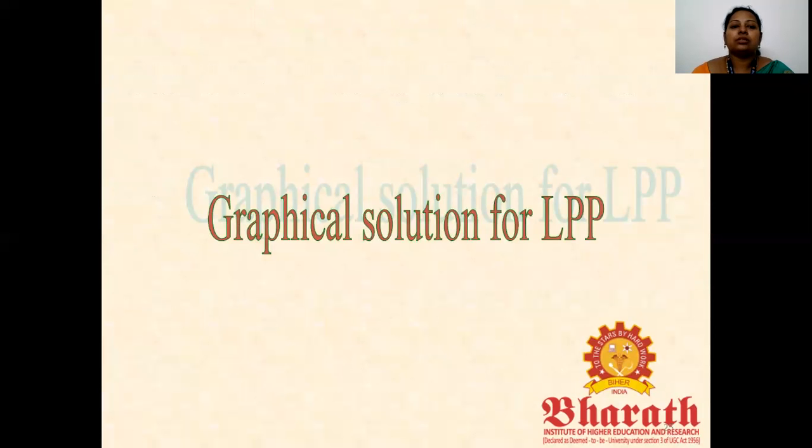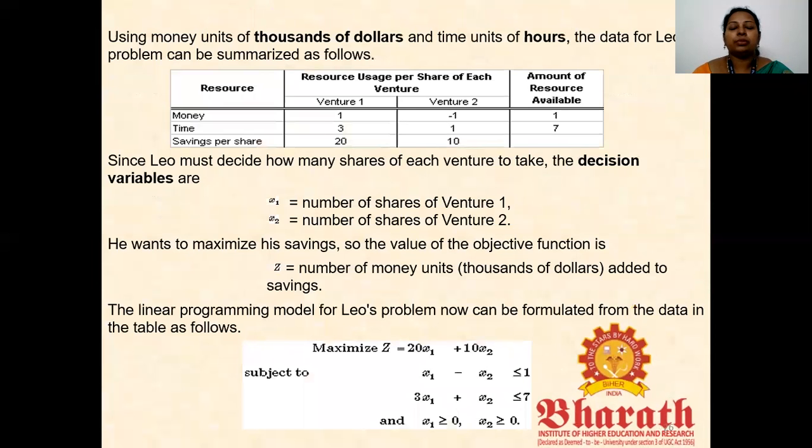Okay, one method for solving an LPP is the graphical solution method. There are several methods available, but graphical solution is a simple method. Once we have only two constraints and two decision variables, the graphical method is the best method for solving linear programming problems.